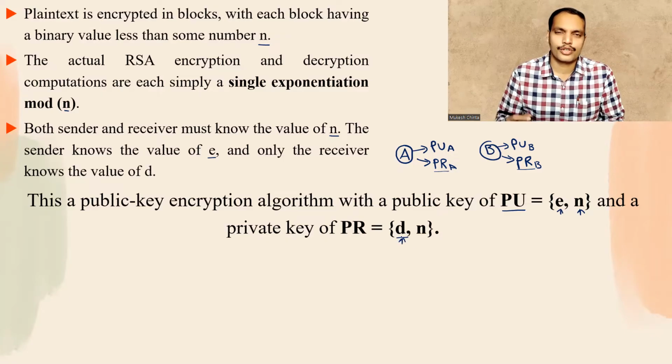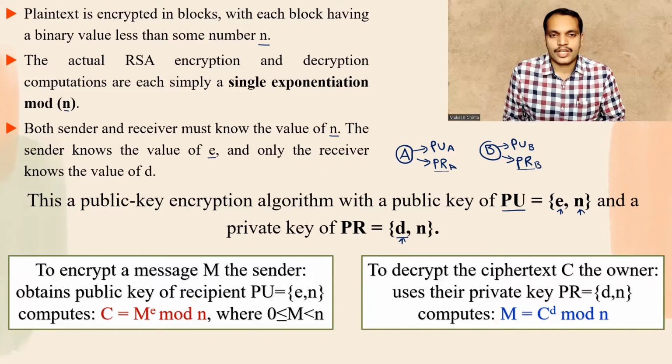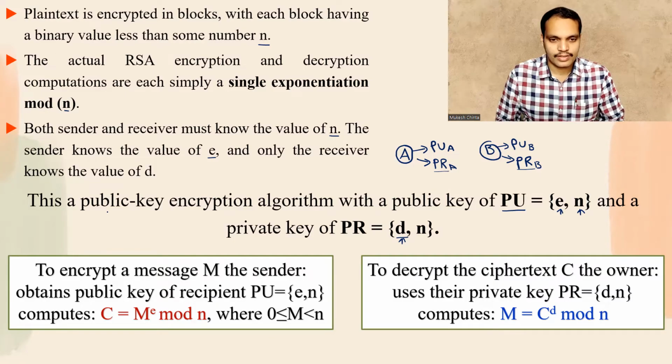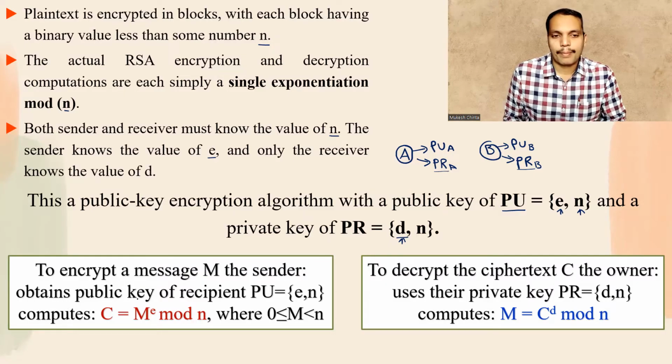You should not be able to guess, or you should not be able to calculate the value of D, which is your private key. Now, to encrypt a message, as I told you, both the encryption and decryption computations in the RSA algorithm are actually a single exponential calculation only, isn't it? So to encrypt a message M, the sender obtains the public key of the recipient, PU, because as I told you, with the public key there is no issue at all.